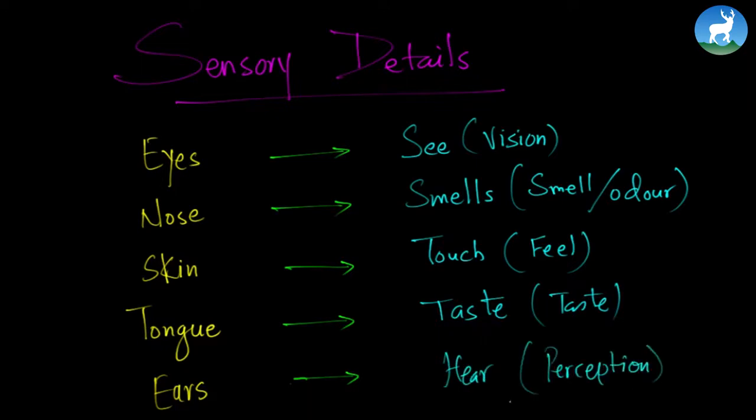Now while writing about something, all you have to do in this homework section is make sure to include the sensory details. Not always all, but as many as possible. For example, let us assume that you are writing about your favorite mobile phone. It could be an iPhone, it could be an Android phone. Let's say you're writing about this favorite smartphone. Make sure to include as many sensory details as possible.